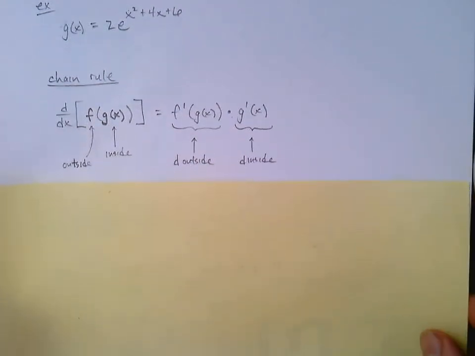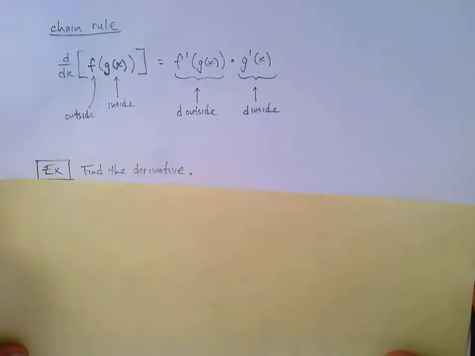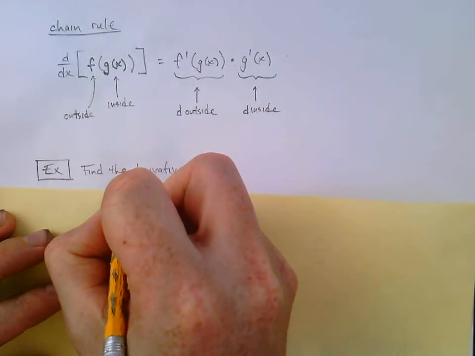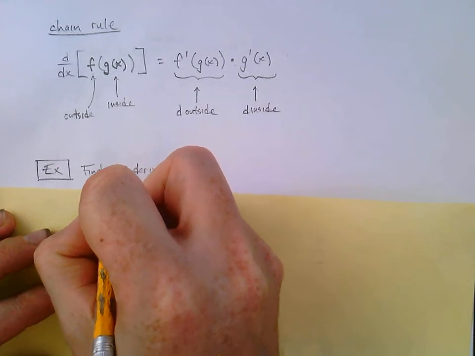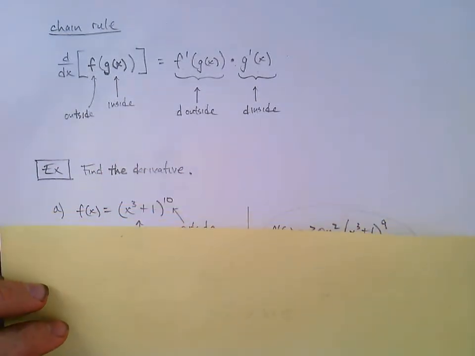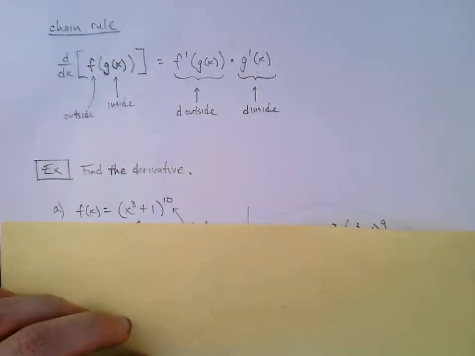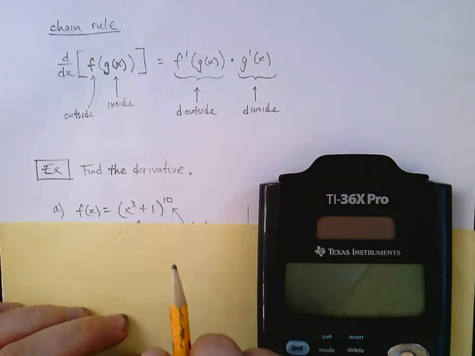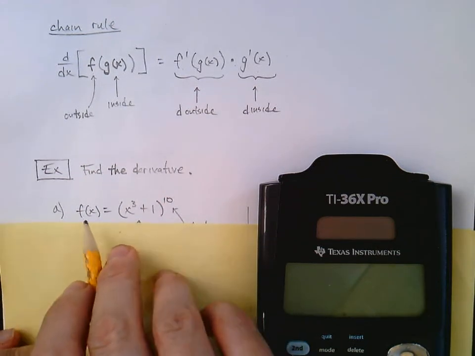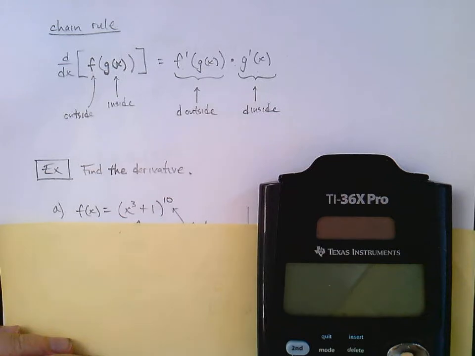Okay, let's see it in action with our first example that I showed you. Our instructions are simply to find the derivative. We're going to look at this, and I'll try not to reveal too much. There's our answer over there. Let me just cover that up. Okay, so back to part a. f of x equals the quantity x to the third plus 1 raised to the 10th. The first thing we want to do is recognize this is a composite function. There is an inside and an outside here.